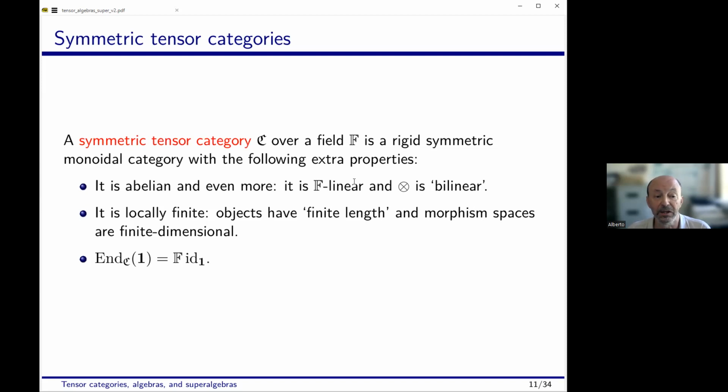And finally, the endomorphisms of the unit object consist of just the scalar multiples of the identity morphism. Since all the sets of endomorphisms are not just sets or abelian groups but vector spaces, in this case it's just a one-dimensional vector space spanned by the identity morphism. And these are the symmetric tensor categories.